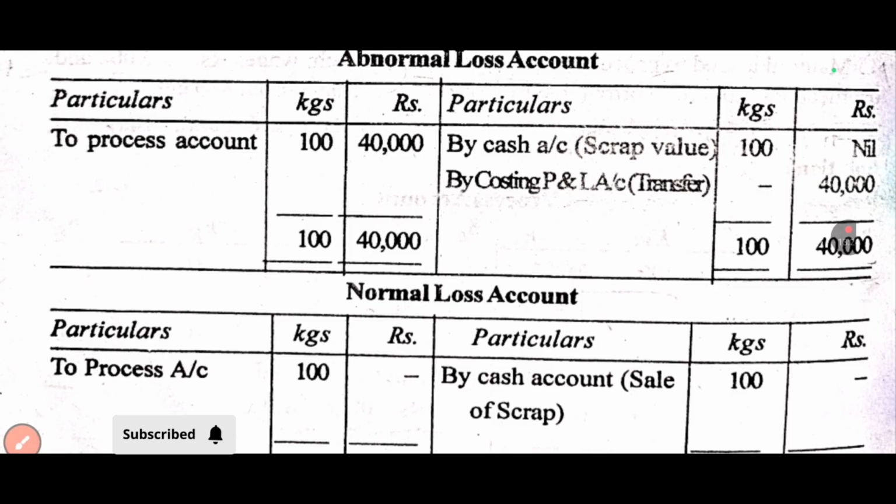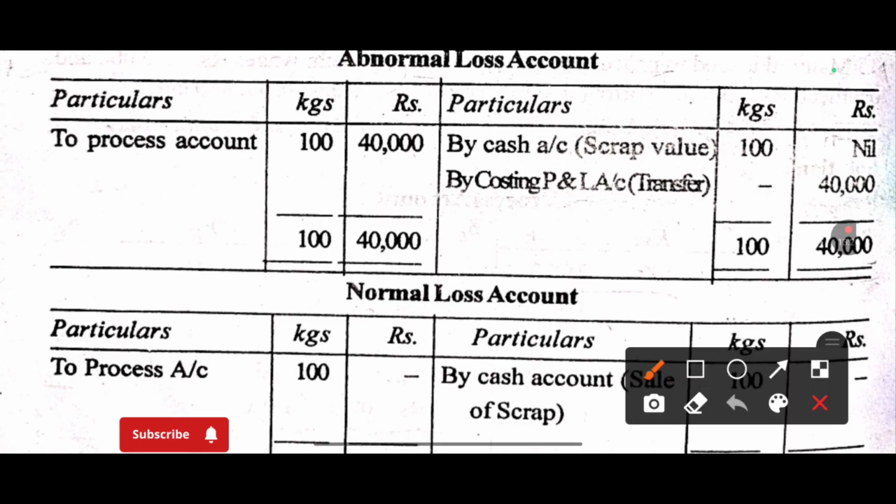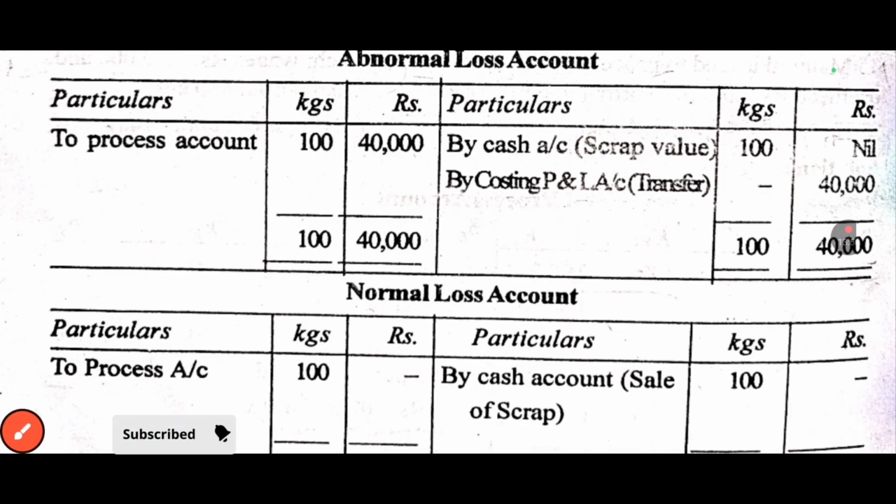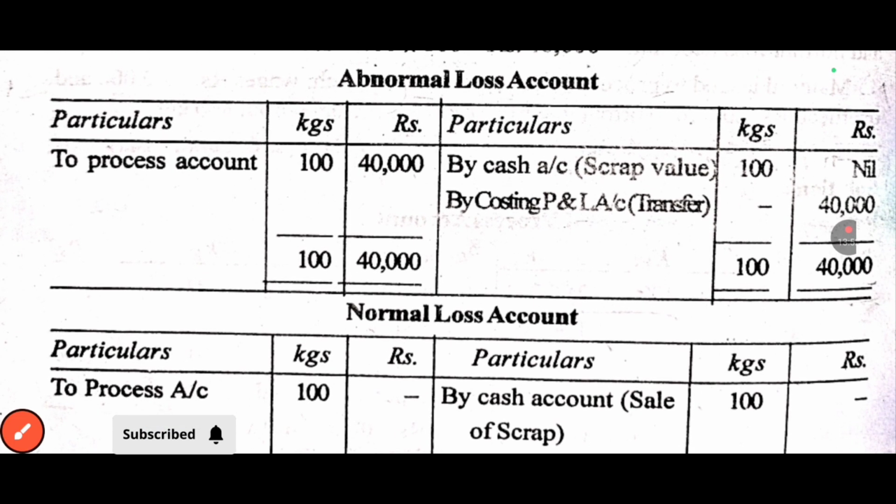Listen, the scrap value you don't know. So the same 40,000 rupees is transferred to the costing P&L account. Against this value of 40,000 rupees, you need to show the account. So that 40,000 rupees is transferred to the P&L account. So you are going to write 'by costing P&L account, transferred'. So we have prepared the abnormal loss account.